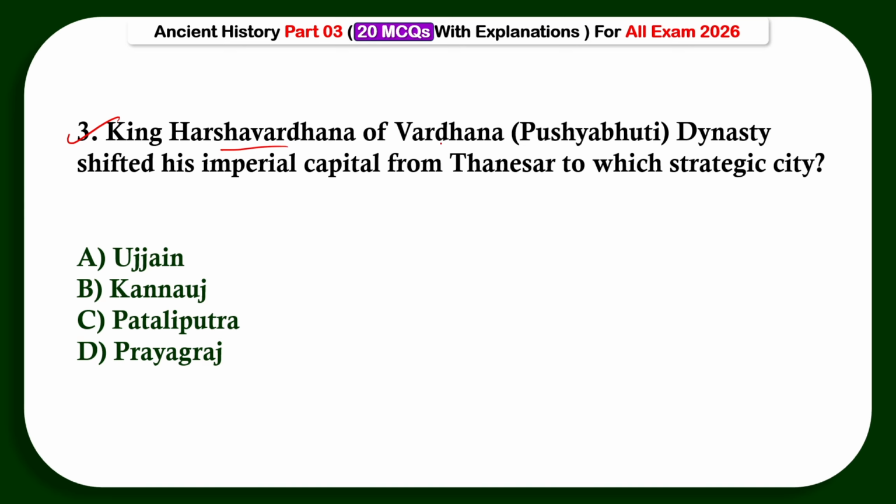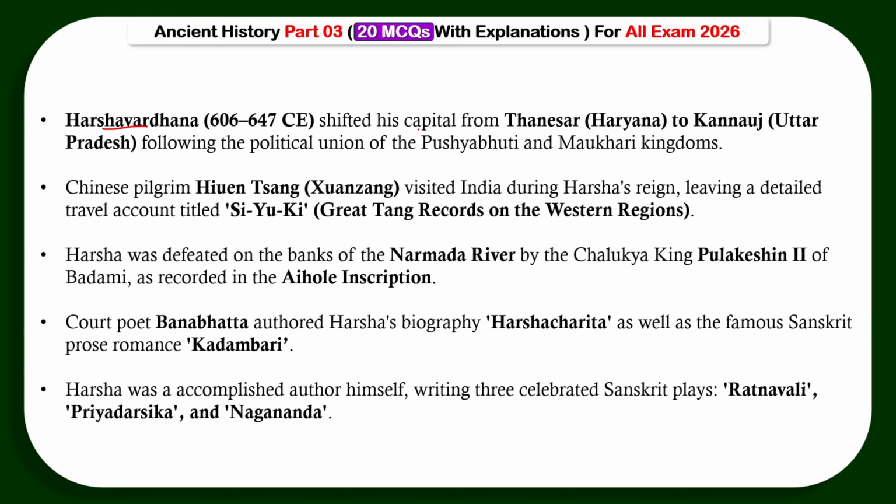Next question. King Harshavardhana of Vardhana or Pushyabhuti dynasty shifted his imperial capital from Thaneshwar to which strategic city? Option number B is the correct answer, Kannauj. Harshavardhana shifted his capital from Thaneshwar, Haryana to Kannauj, Uttar Pradesh, following the political union of the Pushyabhuti and Maukhari kingdoms. Chinese pilgrim Hiuen Tsang visited India during Harsha's reign, leaving a detailed travel account titled Si-Yu-Ki, Great Tang Records on the Western Regions.